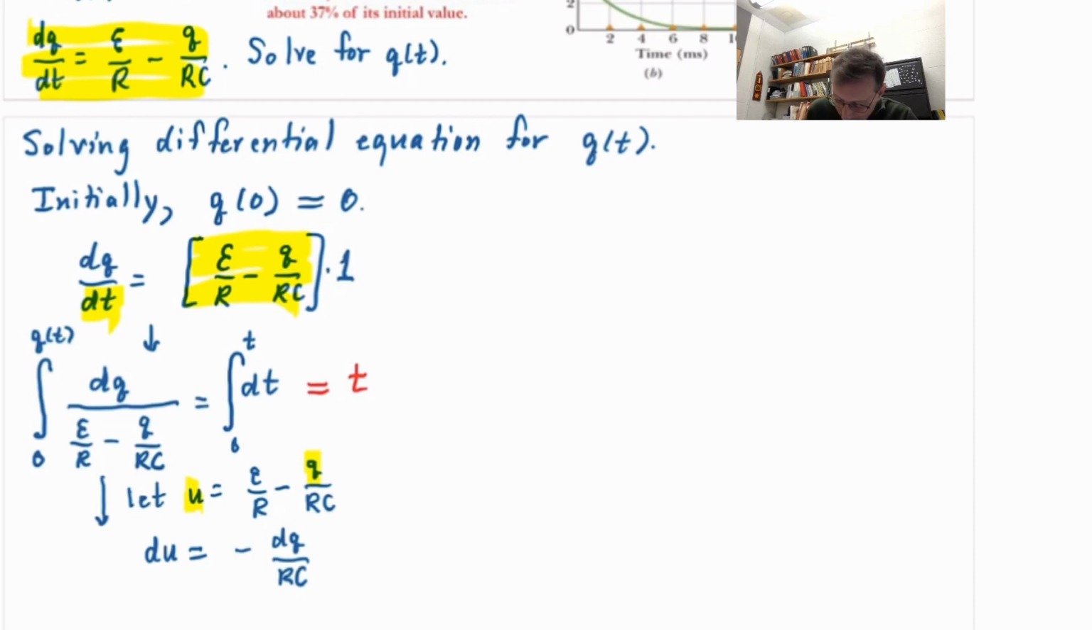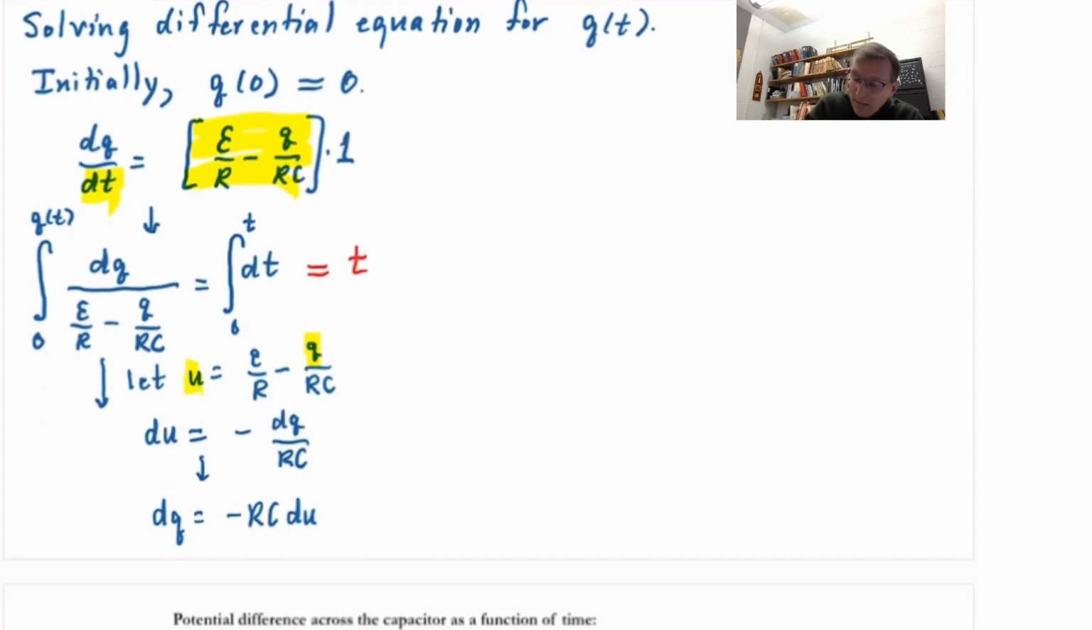Or to rearrange that, dQ equals negative R times C times du. Make sure that's visible. Okay? And then let me substitute that expression right there, dQ, minus R times C times du, that expression right there for dQ, up there in the top.